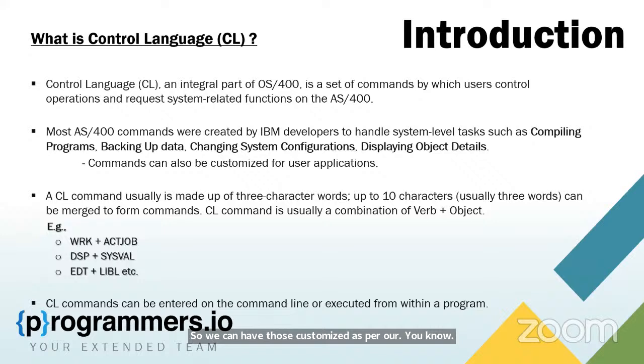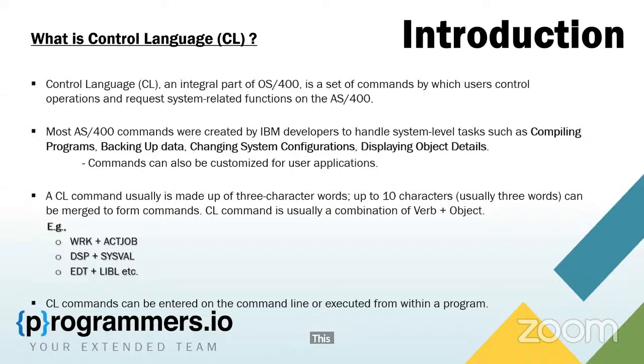Now, a CL command is usually made up of 3 character words, and up to 10 characters can be merged to form the command. This basically follows a combination of verb plus object. So whenever you come across a CL command, it will consist of a verb and an object. As I mentioned, this is made up of 3 characters. So work, act, job, you can see, right?